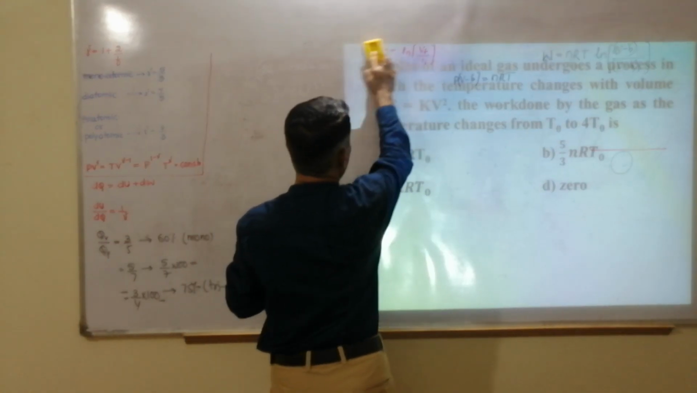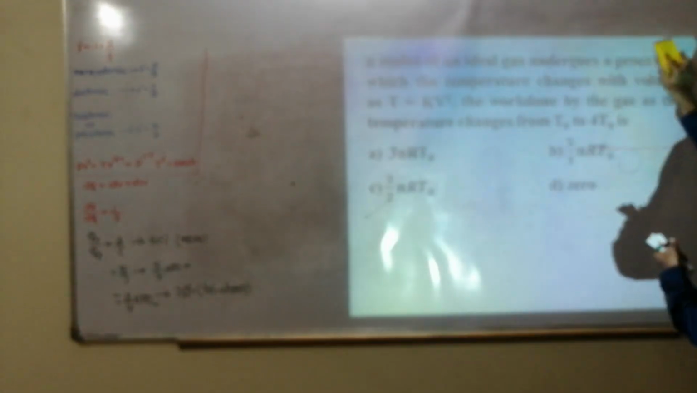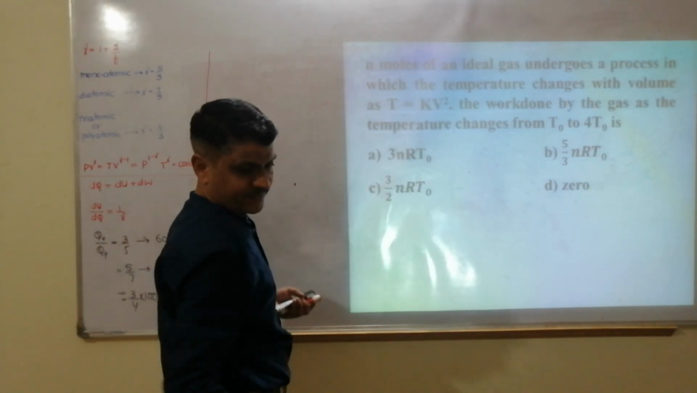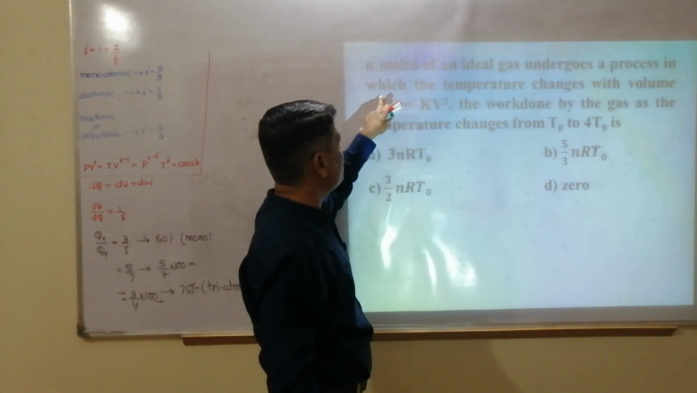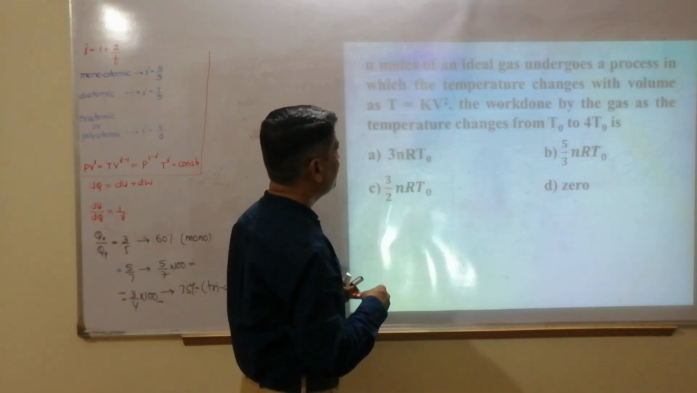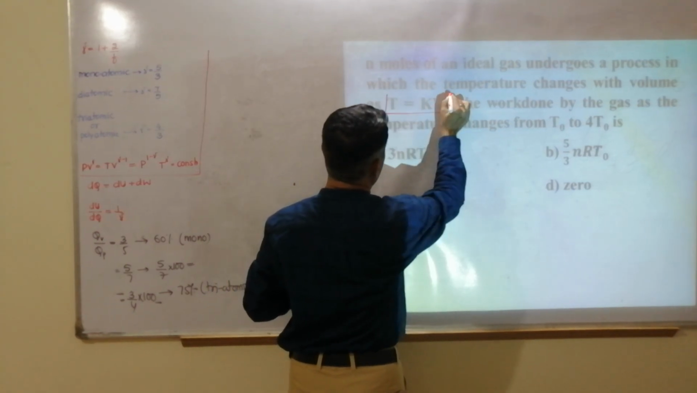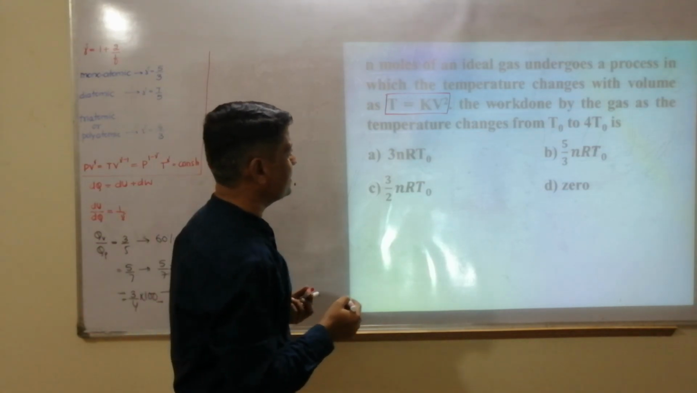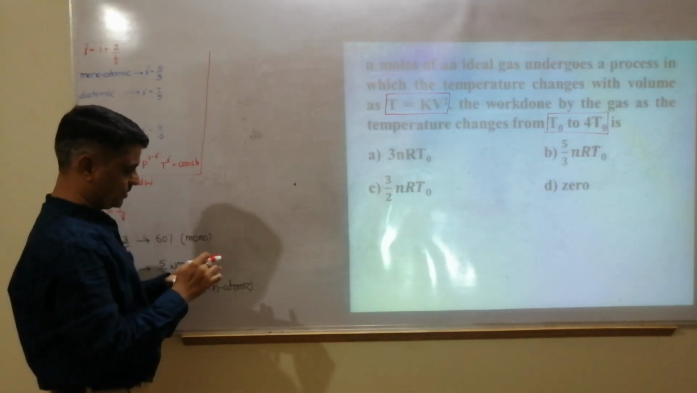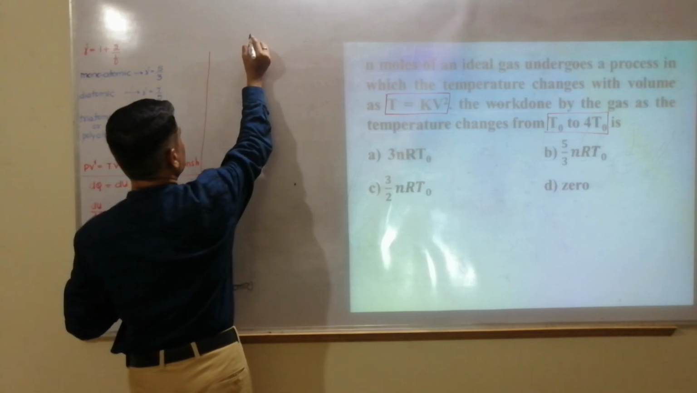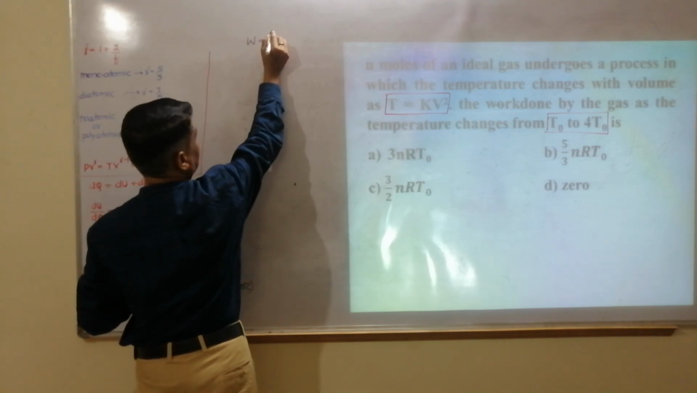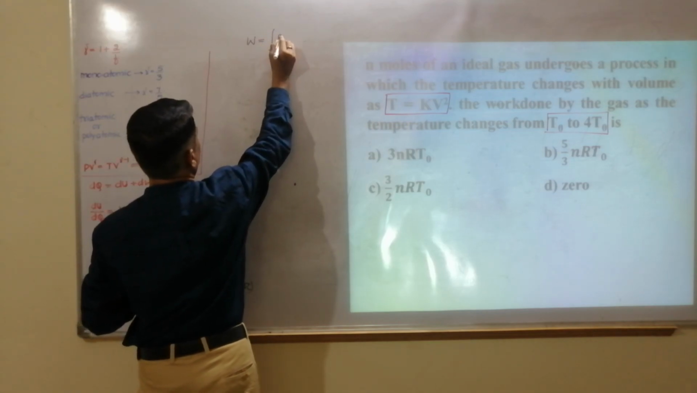Now, this is a very important problem I want to discuss here. Already I told you how to solve this kind of problem. N moles of an ideal gas undergo a process in which temperature changes with volume as T equal to kV square. Find the work done by the gas as the temperature changes from T0 to 4T0. We want the work done. As you know, work done is equal to the integration of P dV.